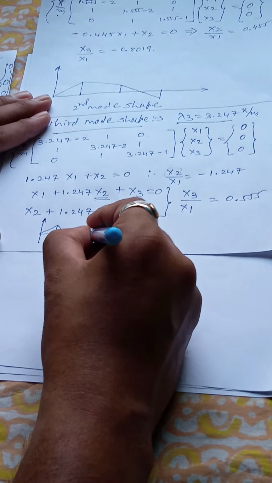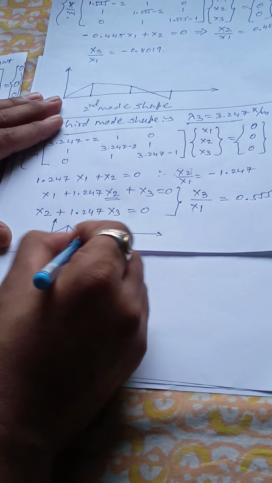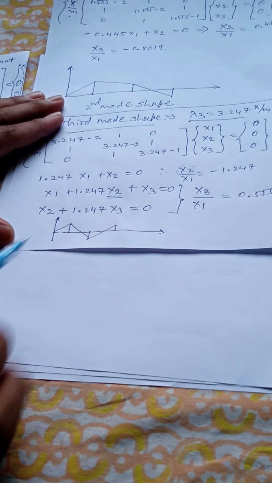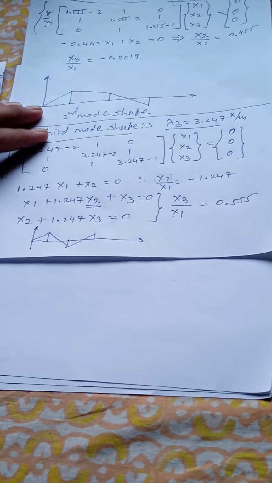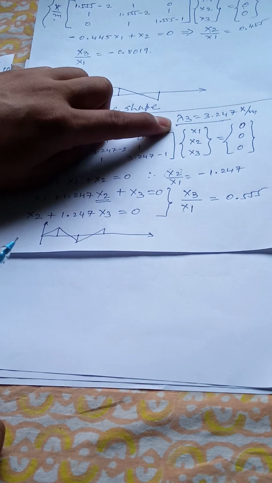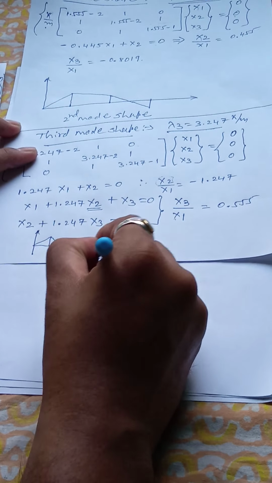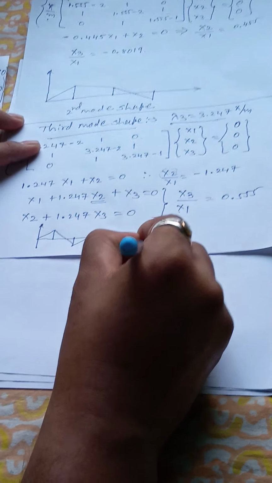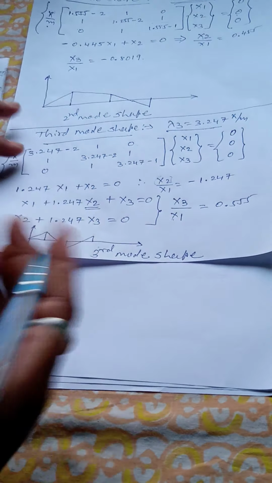So the mode shape will be like this. This is how the system deflects when the frequency is 3.247 k by m. Actually the frequency square is 3.247. This is the third mode shape. So likewise you are able to solve the problems.